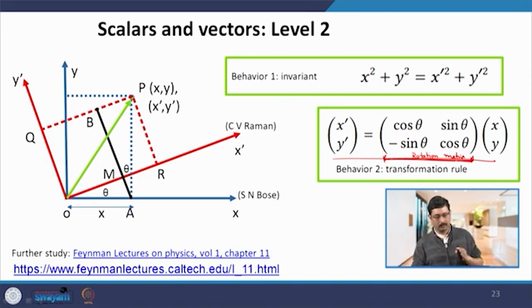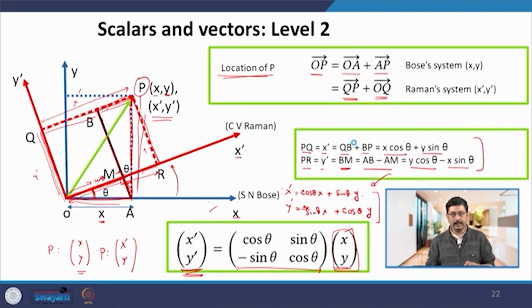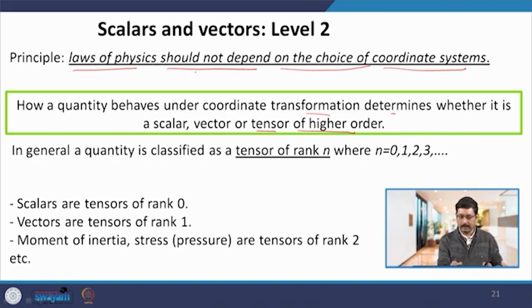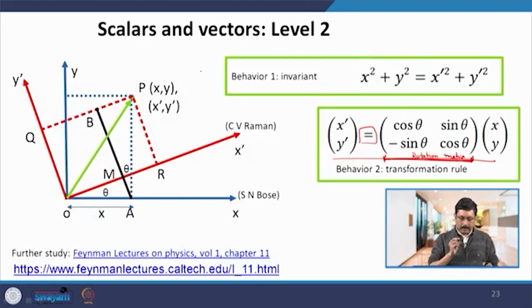Now, the fact that they are related is the meaning of this statement, that the laws of physics should not depend on the choice of coordinate system. In this particular case, what we demanded here is that the position vector of a point P from another point O should not depend on the choice of coordinate system. Now, I want to highlight 2 points.